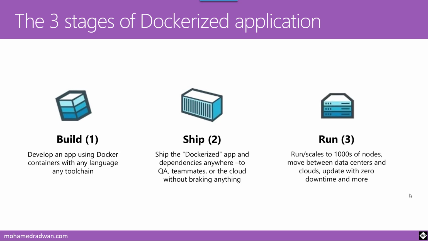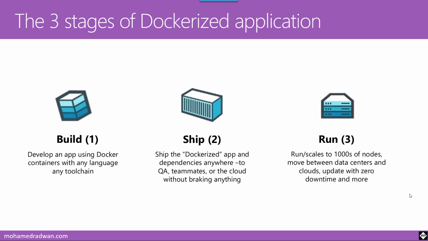The next step is to run it, and this will run on any platform as we explained. I can also scale it very easily to thousands of nodes if needed. It could be on the cloud, and the scalability will be very quick with zero downtime. So those are the three main stages of a Dockerized application.